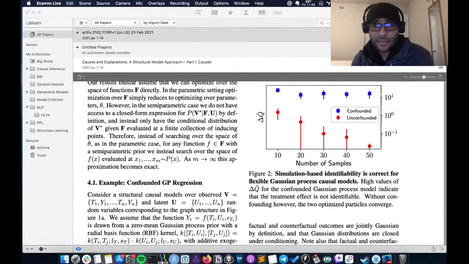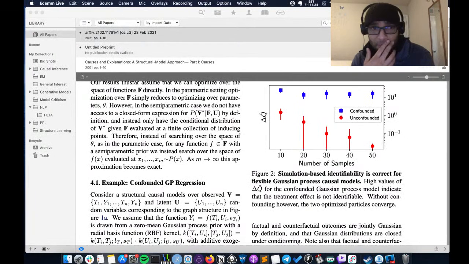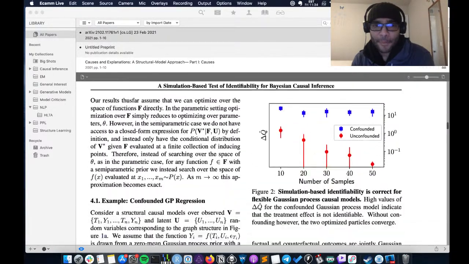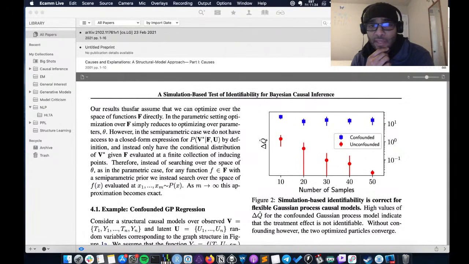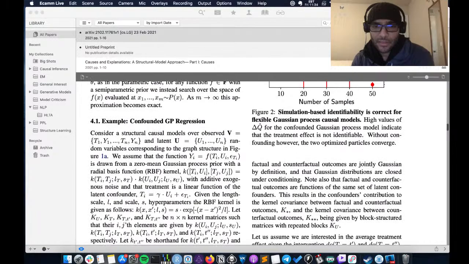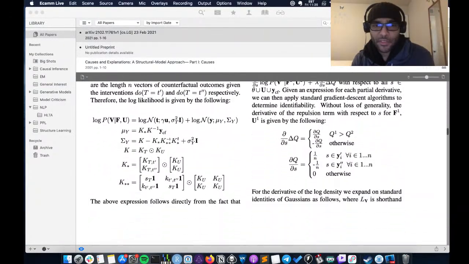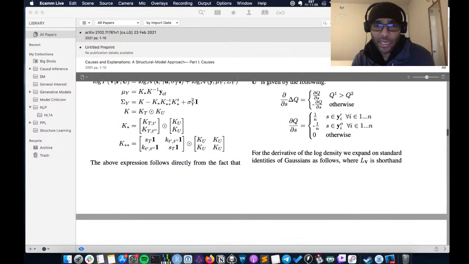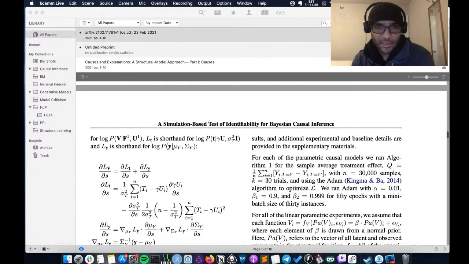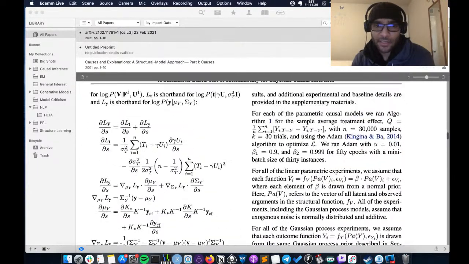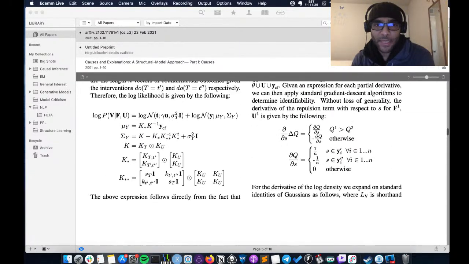Not too bad. What I'm doing right now is reading this paper on simulation-based analysis, a simulation-based test of identifiability for Bayesian causal inference. Right now I'm just scanning over the paper. It looks like we're pretty dense on the math, which you would have to be for something like this. You'd have to prove that we're getting some kind of convergence. Let's look at the math, see if I can just scan it and make heads or tails of what's going on.